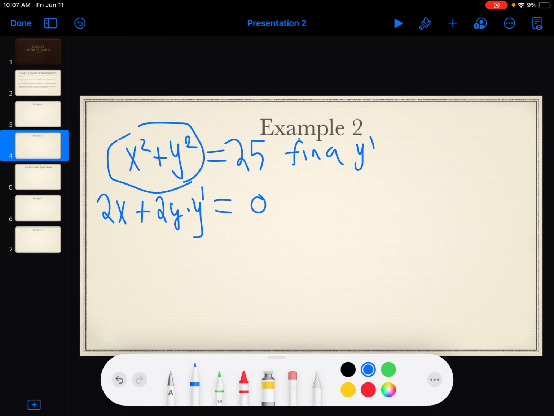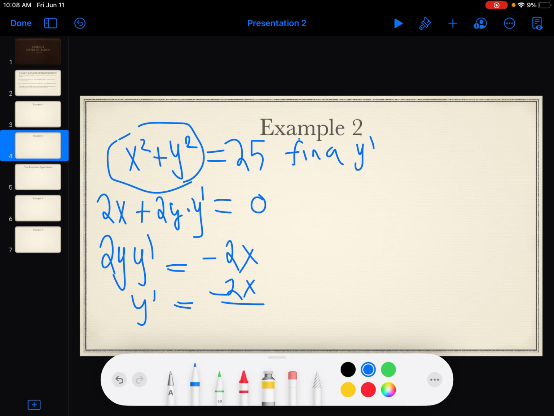They sometimes just do this. They say, oh, 2y prime. Don't do that. That's wrong. You forgot the y. Just y and also y prime. So now let's isolate for y prime. Well, this isn't too bad. We got 2y times y prime is equal to negative 2x. And y prime is just negative 2x over 2y. We've done our job. We've isolated for y prime. You can simplify if you want. Cancel the 2's. Just negative x over y.